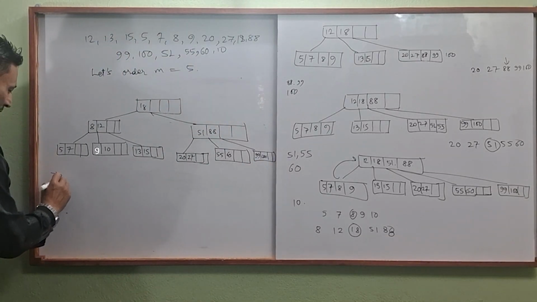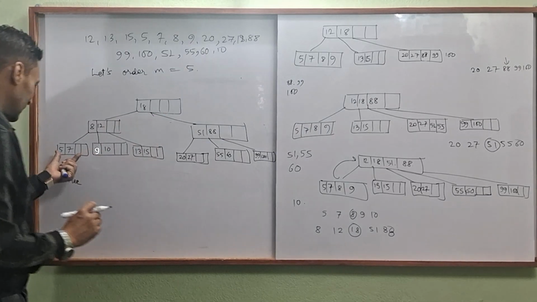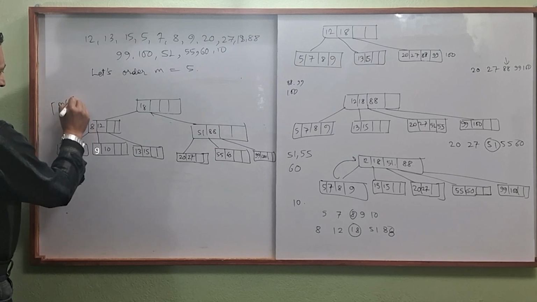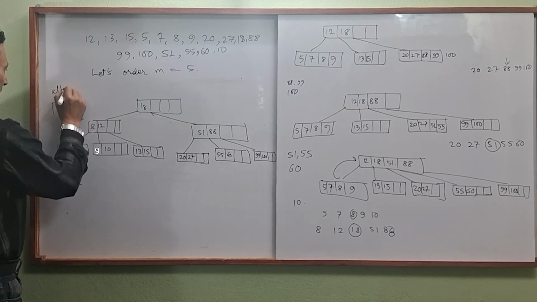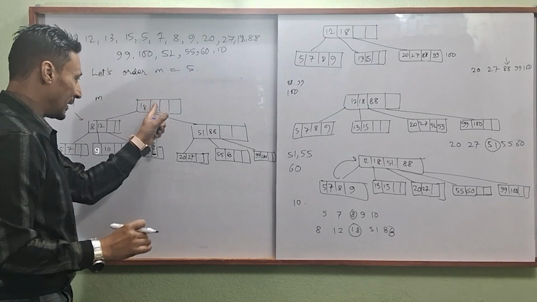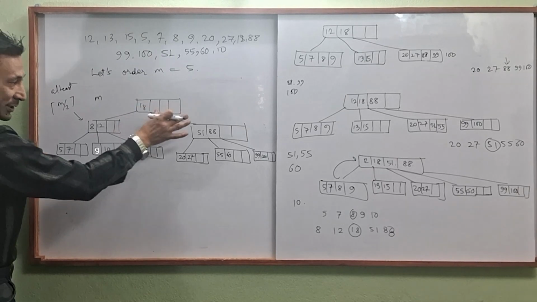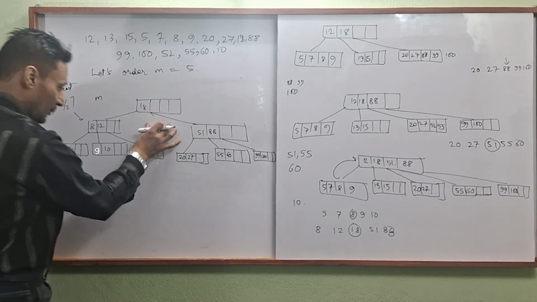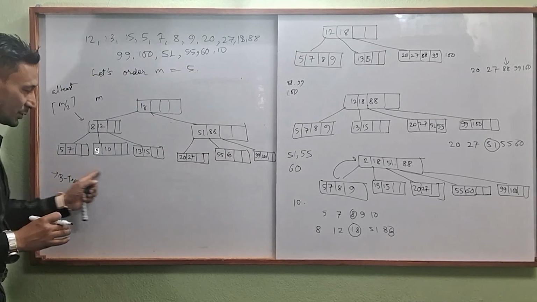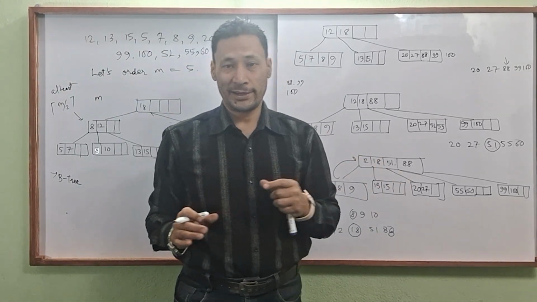Okay. So this tree agrees with all the rules of a B tree. The internal node can have at least m by 2 children, and at most m children. That is correct. Root can have at least 2 children if it is non-leaf. This is also true. All the leaves are at the same level. We can see this is the beauty of a B tree. Okay. So in this way, using this procedure, we can create a B tree.